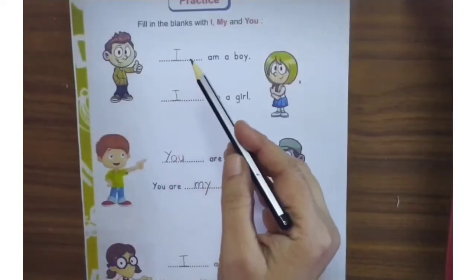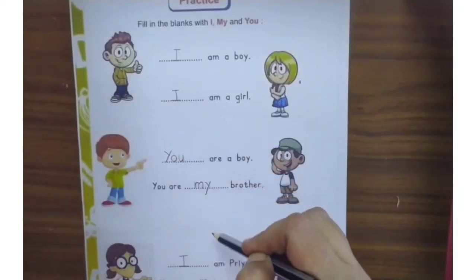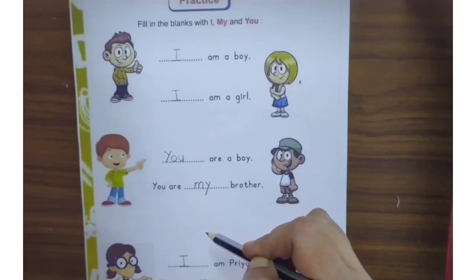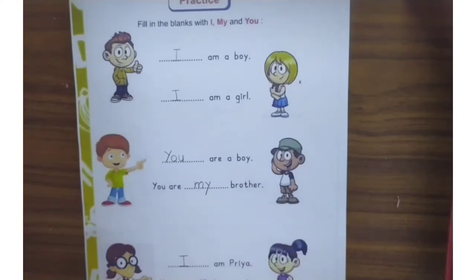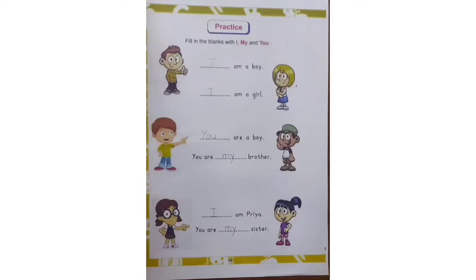So children, in this way, you have to write in your classwork book on page number 99. Hope you have understood the concept of I, my and you.